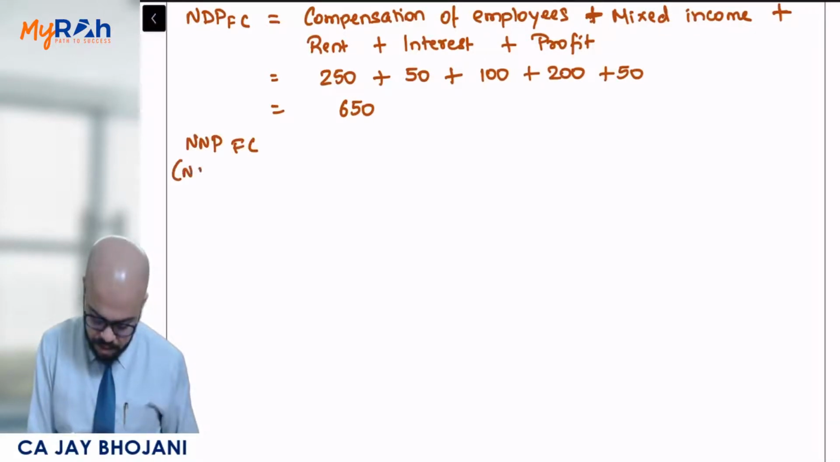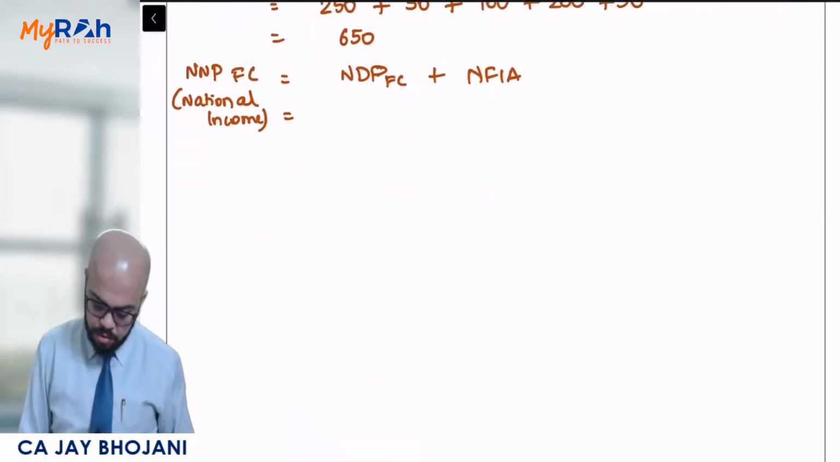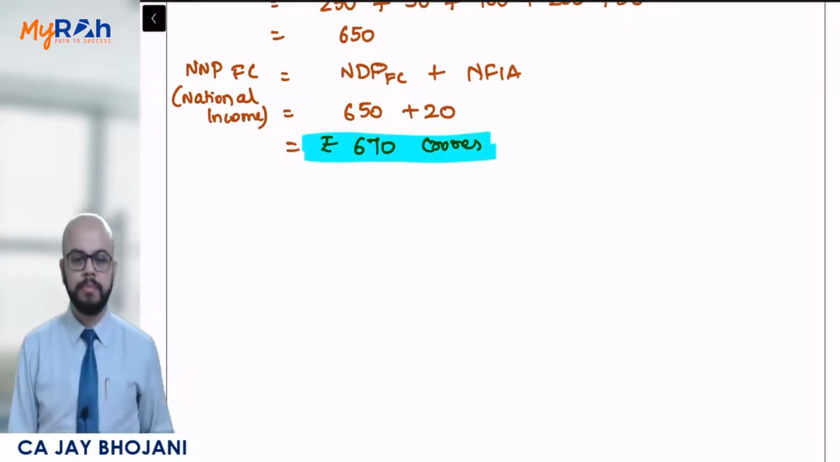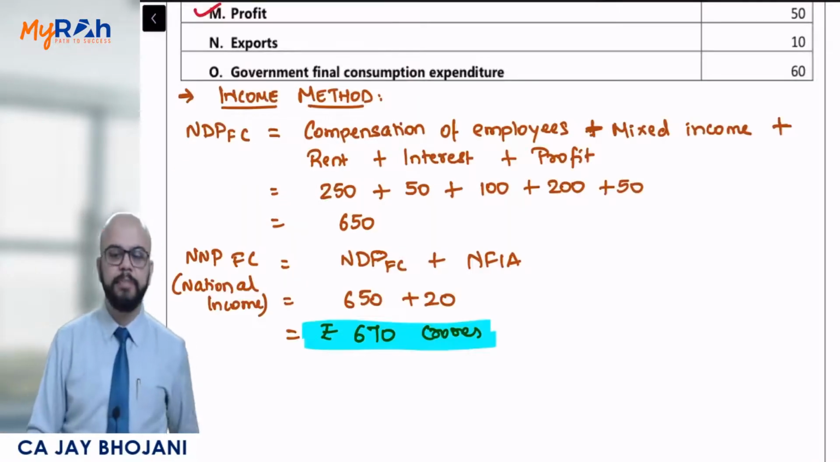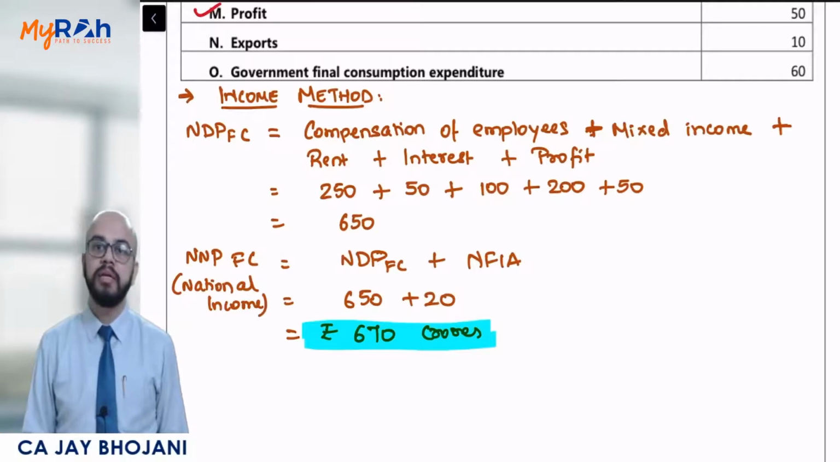NNPFC, which is nothing but national income, is NDPFC plus NFIA, which is equal to 650 plus 20 is equal to 670 crores. Okay, this is your national income by income method. Now the same thing we are also required to calculate by expenditure method.